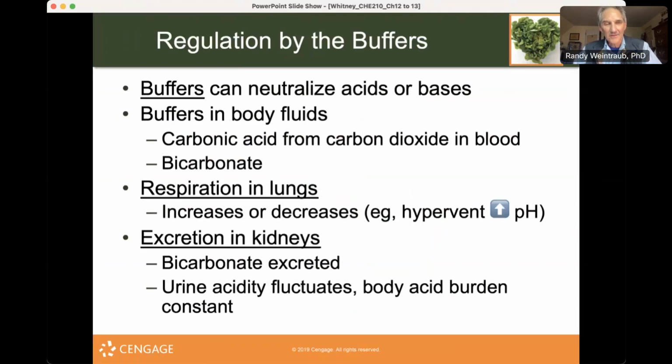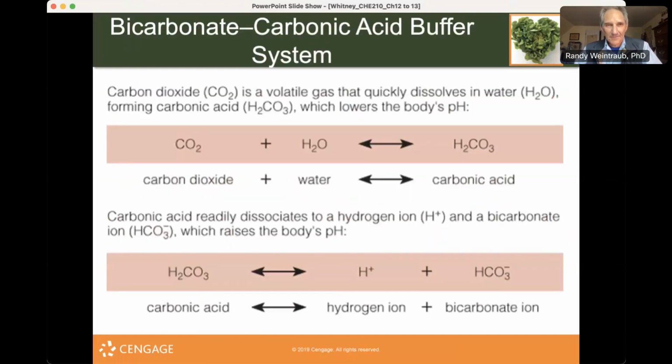Bicarbonate is excreted, and the urine acidity can fluctuate to maintain or bring us back into that narrow pH range that the body normally works in. This shows the very important bicarbonate carbonic acid buffer system. You may or may not understand the chemistry here, but it's good to have an idea of what goes on.